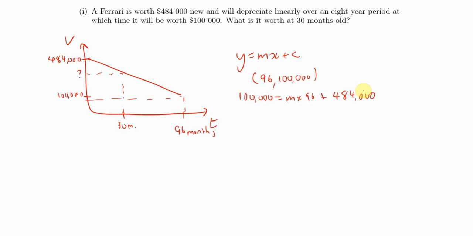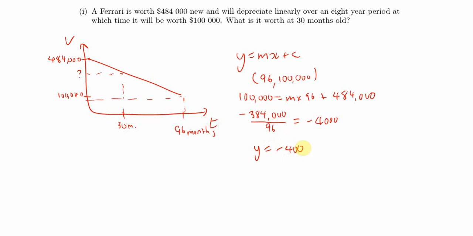So what's the first thing that we do? Subtract the 484,000 from the other side and then divide by the 96. So minus 384,000 divided by 96 will give us our gradient, and it works out to be minus 4,000. So m is minus 4,000. We'll substitute that back into the original equation.